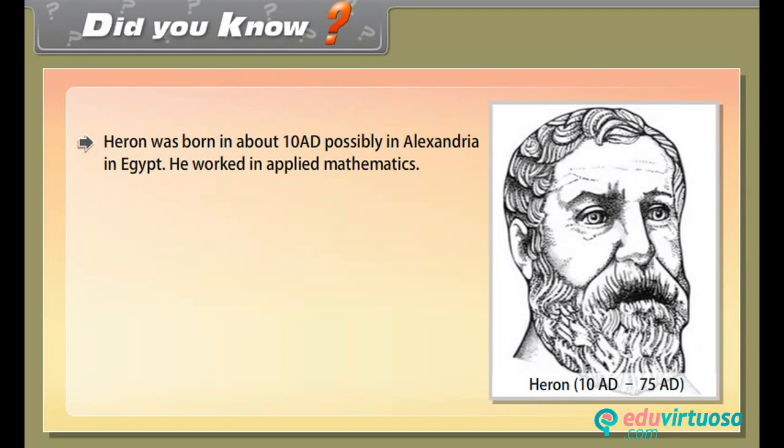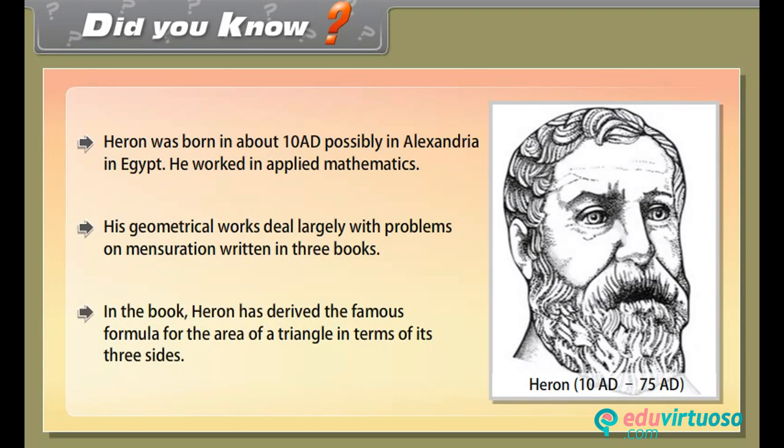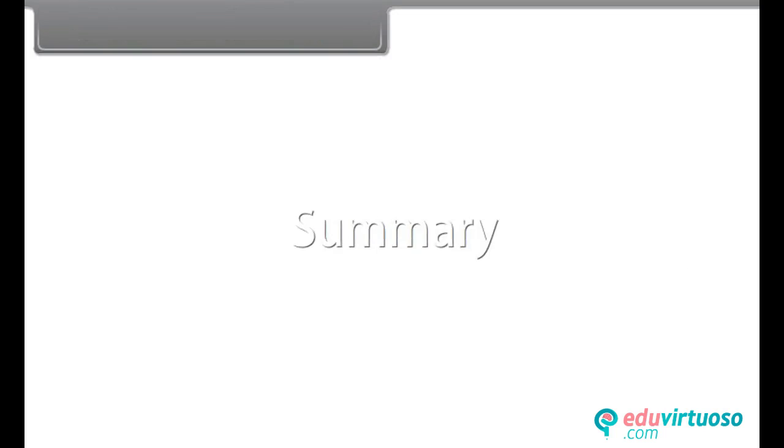Did you know? Heron was born in about 10 AD, possibly in Alexandria in Egypt. He worked in applied mathematics. His geometrical works deal largely with problems on mensuration, written in 3 books. In the book, Heron has derived the famous formula for the area of a triangle in terms of its 3 sides.